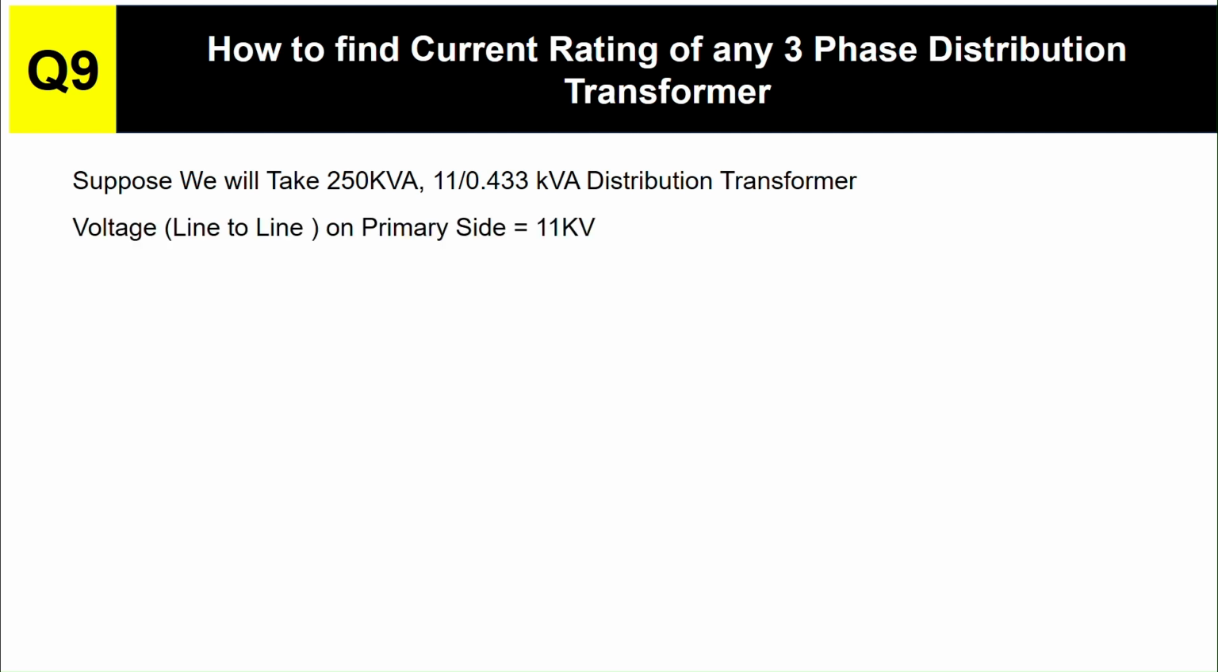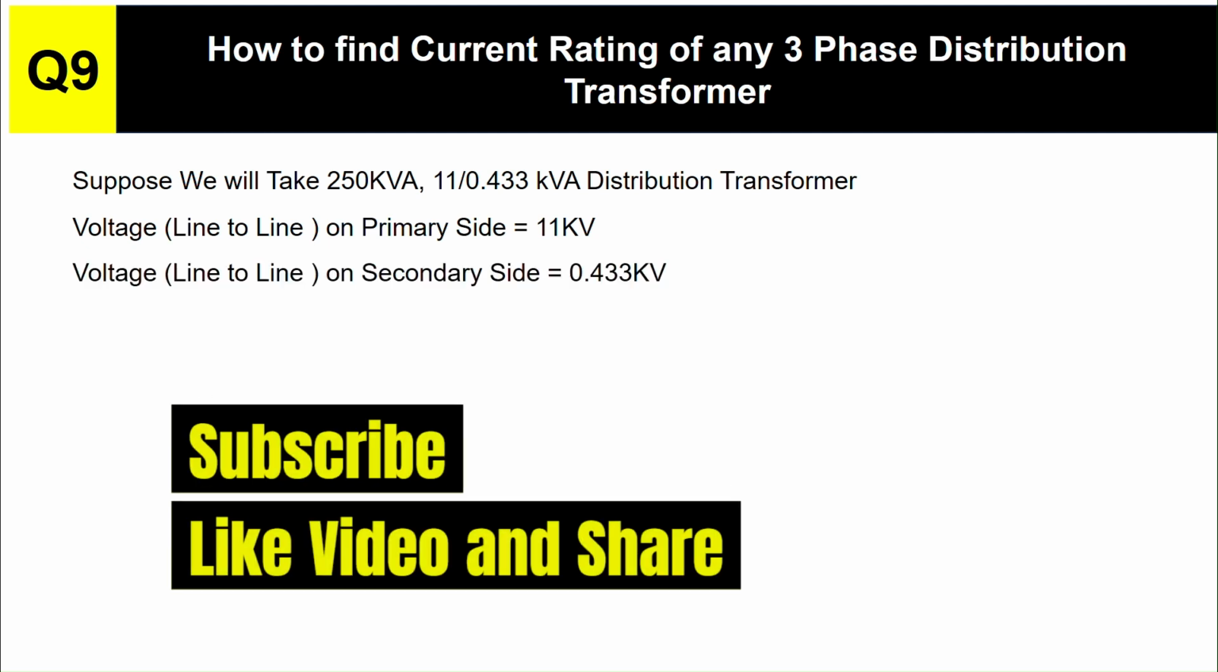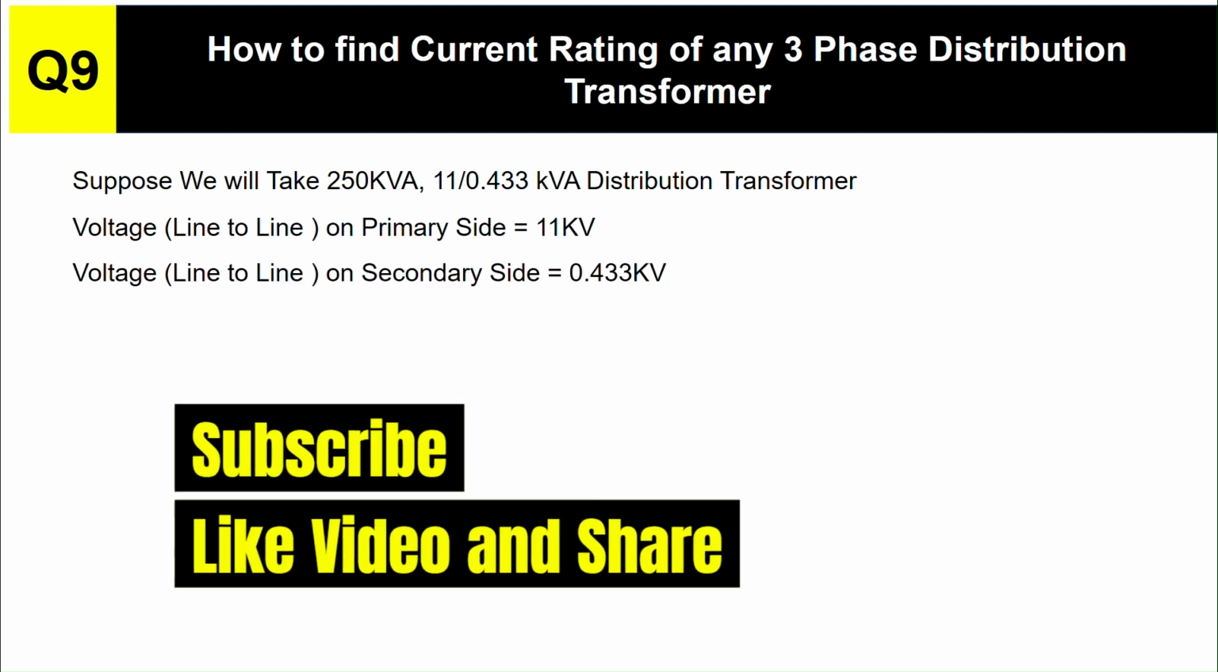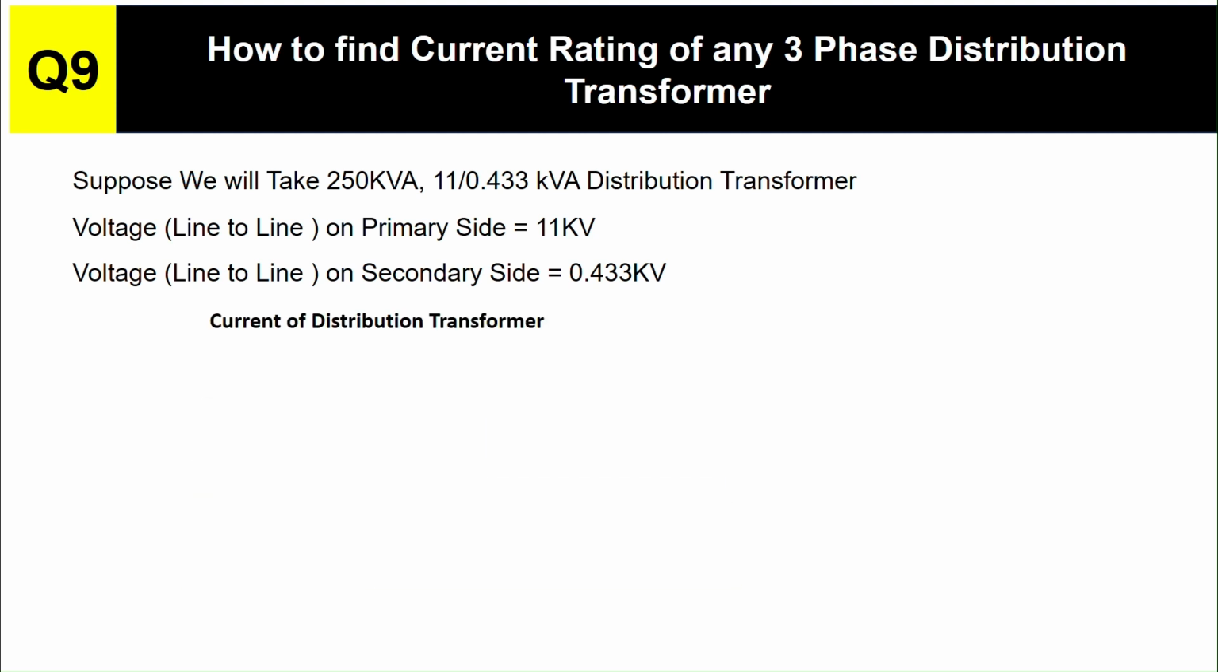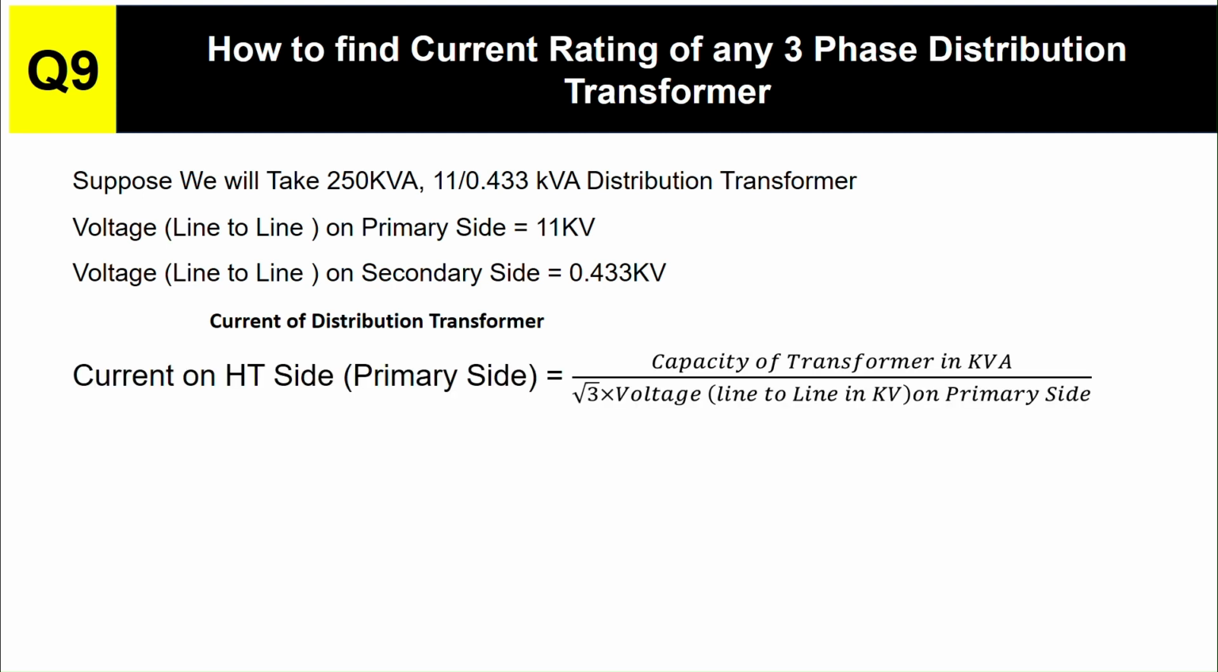Line to line voltage on the primary side is 11 kilovolt, and the line to line voltage on the secondary side, that is the LT side, is 0.433 kilovolt. The current of any distribution transformer, that is the current on the HT side, the primary side, is equal to the capacity of the transformer in kVA divided by root 3 into the line to line voltage in kV on the primary side.